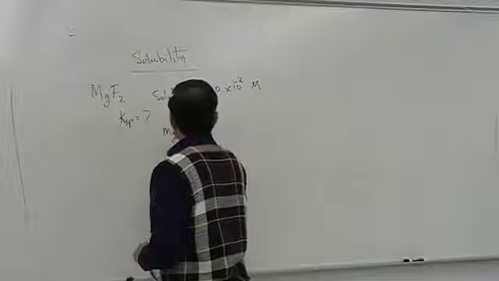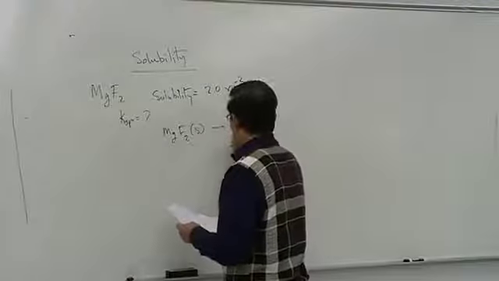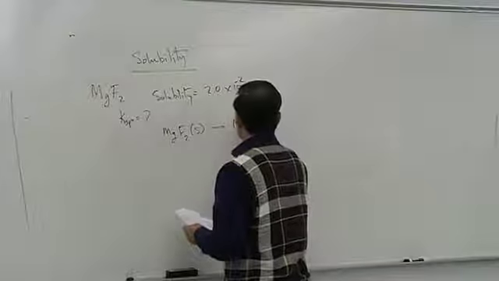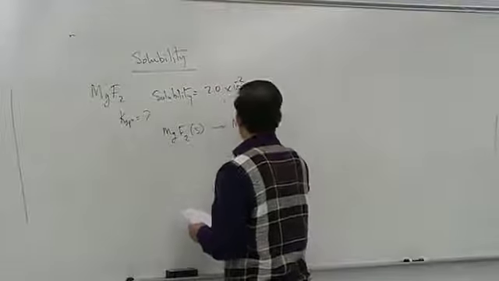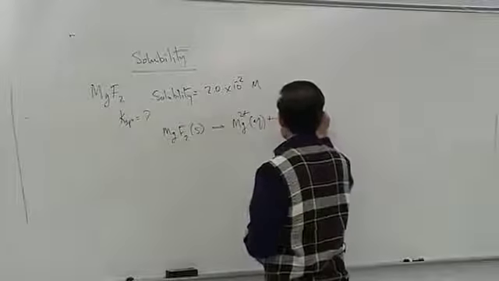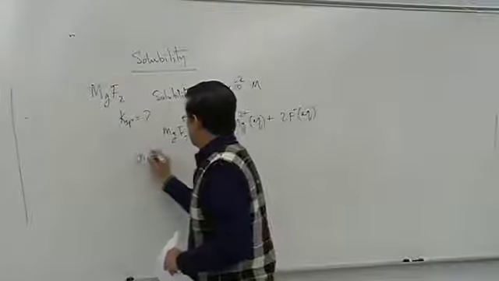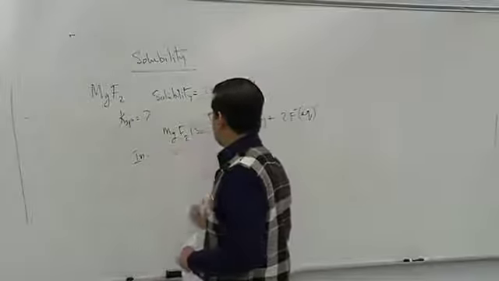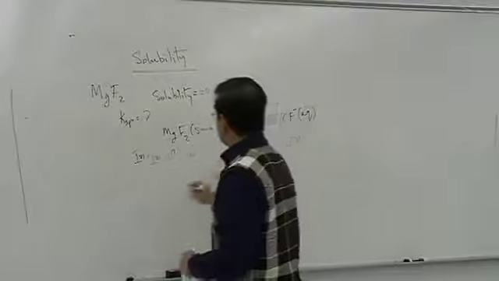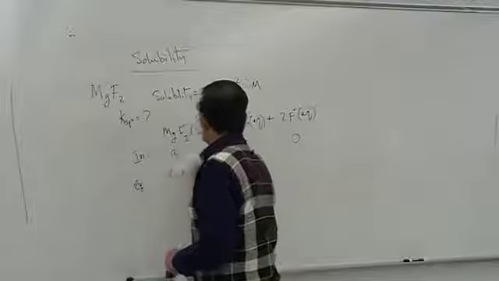Magnesium fluoride solid, you add it in the solution, and it's going to break down into Mg2+ aqueous plus 2F- aqueous. Initially, again, we'll have to assume that I have an A, the initial concentration. It didn't have a chance to break down. Only part of this would break down. So at equilibrium, we said that X has broken down.